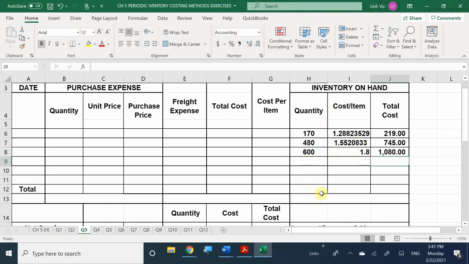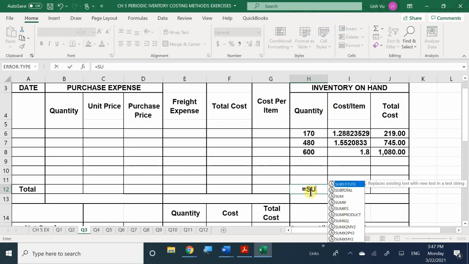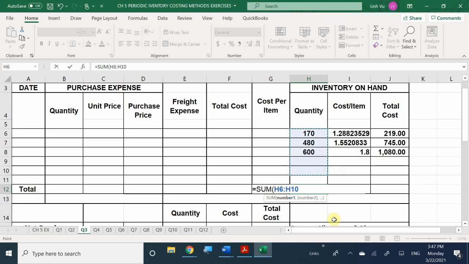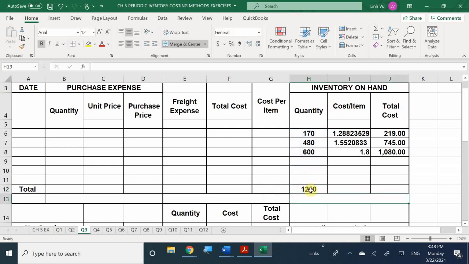Okay, so I'm going to sum up this total just to confirm that this information is correct. Does my total ending, or I guess beginning balance, reflect my ending balance from the previous worksheet? So in this case, did my quantity match up? Yes, it is 1,250. Okay. And then I'm going to make sure that my costs match up as well for $2,044, which is correct. That's exactly what we had.